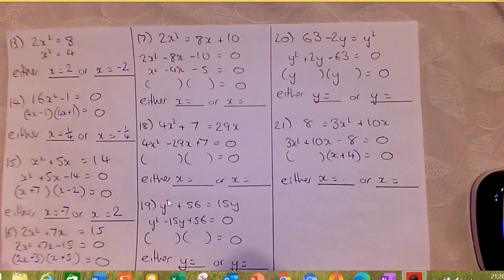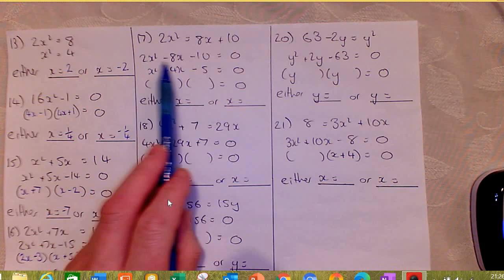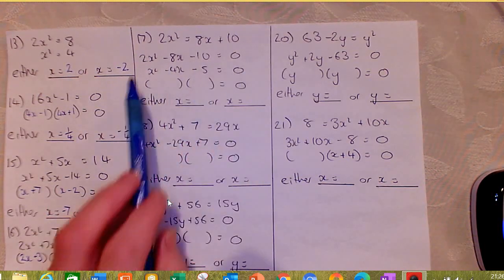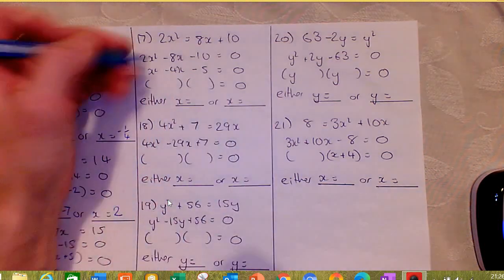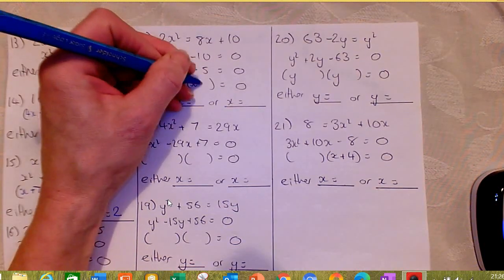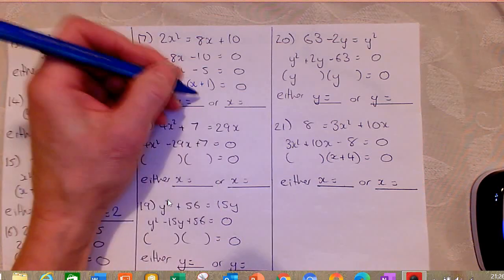Nearly there. Rearranging this one all equal to 0. So 2x squared, take 8x, take 10 equals 0. So these are a bit more tricky. Although I spotted on this one, you could have just divided by 2. And then that nicely factorises to x minus 5 and x add 1, which means x is 5 or x is minus 1.